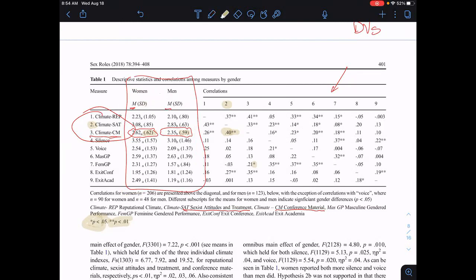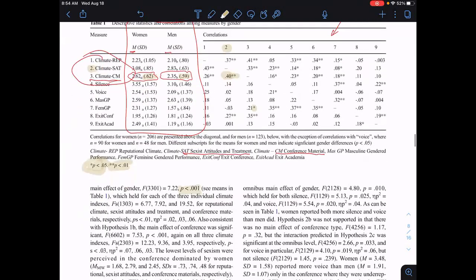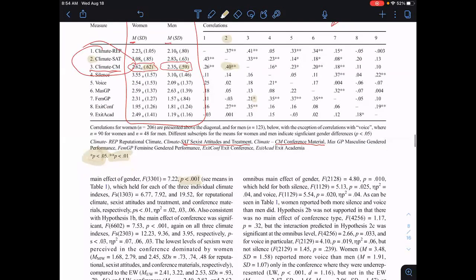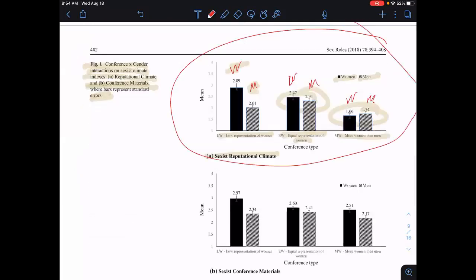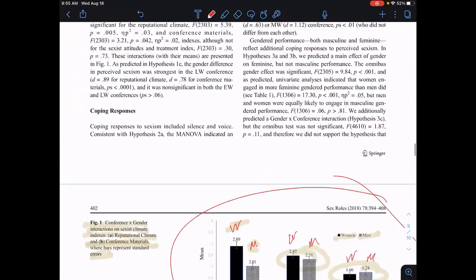There's a main effect of gender, okay? The key part is this p-value. It is statistically significant, which means there is a main effect for gender. It means women and men have a perceived difference. Looking at this table tells you what that perceived difference is. Women perceive a more sexist climate overall, main effect.